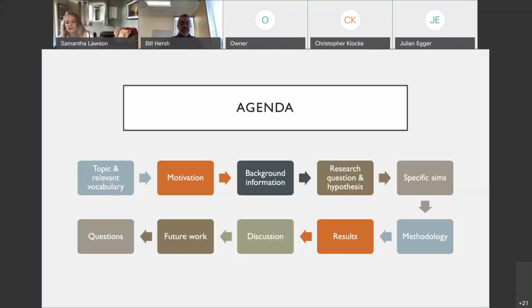Today I'm going to start with the topic relevant vocab so that we all have a baseline knowledge base for the rest of the presentation. Move into our motivation, spend quite a bit of time on background information. Go through the research question and subsequent hypotheses, and then outline the specific aims. At that point, we're going to turn into what I've done since the proposal. So I proposed back in June, and since then, I'll talk about the methodology, results, discussion, potential future work, and then questions at the end.